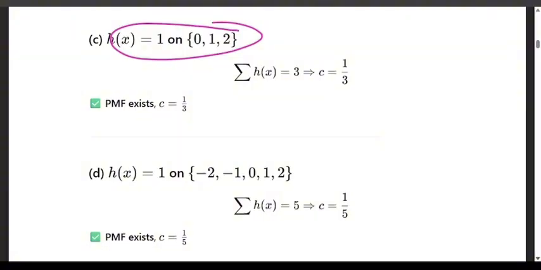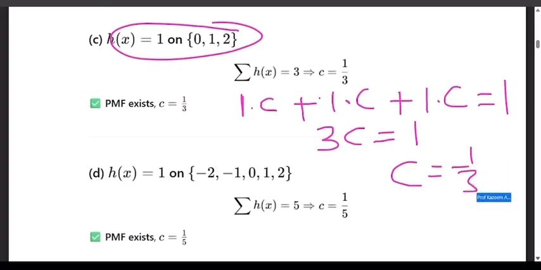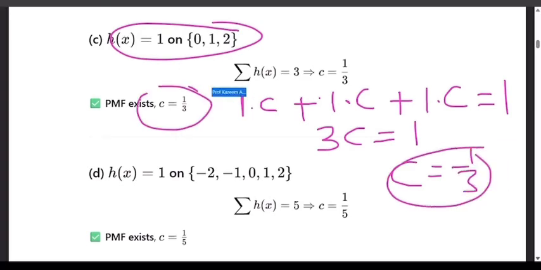So if I multiply each of them by c, 1 by c plus another 1 by c plus another 1 by c, because the output is always going to be 1 irrespective of the input, then I equate it to 1. I'm going to have 3c equal to 1, where we solve for c, so c equals 1 over 3. That was how I got 1 over 3.